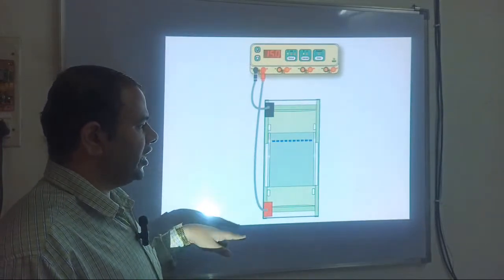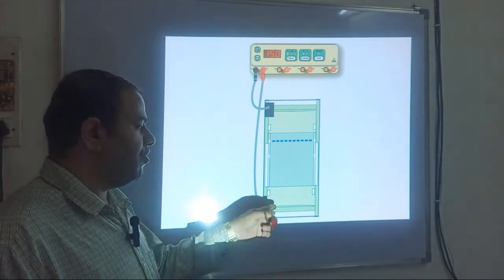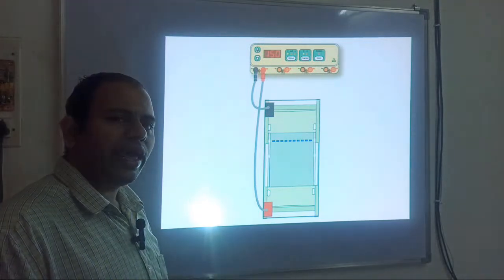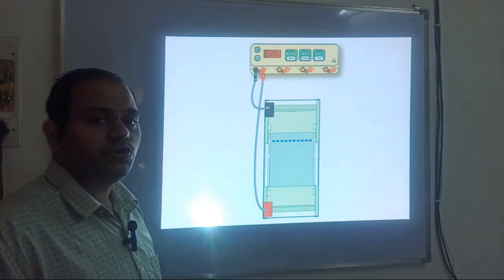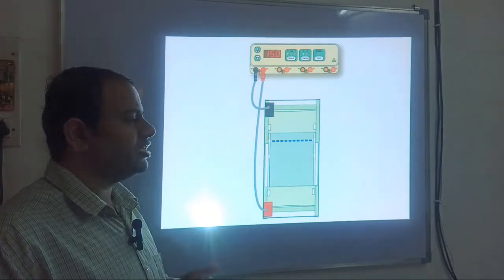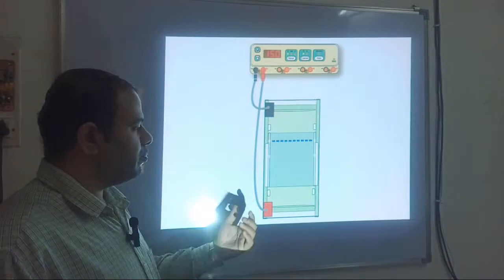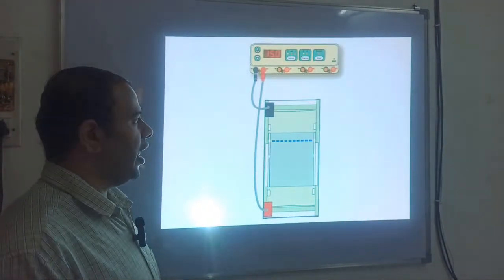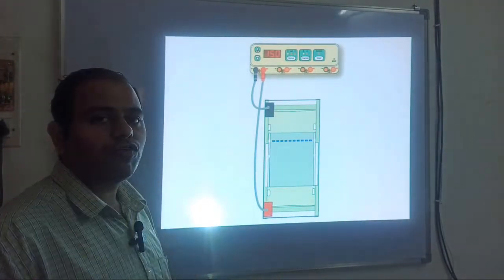The electricity is connected and the electrophoretic buffer is poured in. Normally in agarose gel electrophoresis, the buffer used is Tris acetate EDTA, TAE buffer. This buffer is poured into the electrophoretic tank and is responsible for electrophoretic mobility.